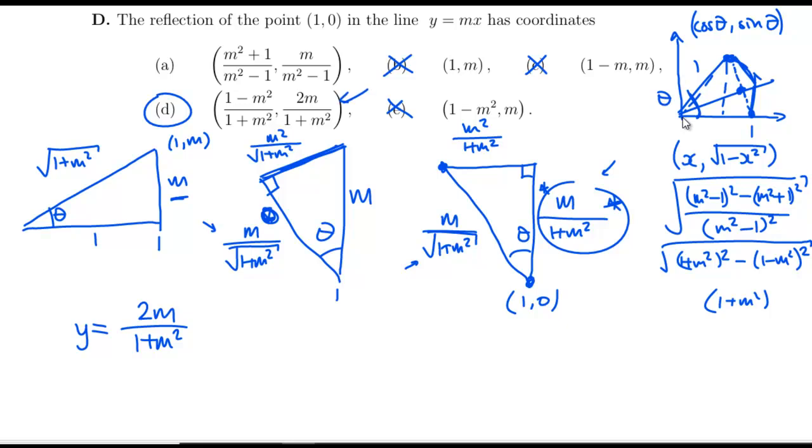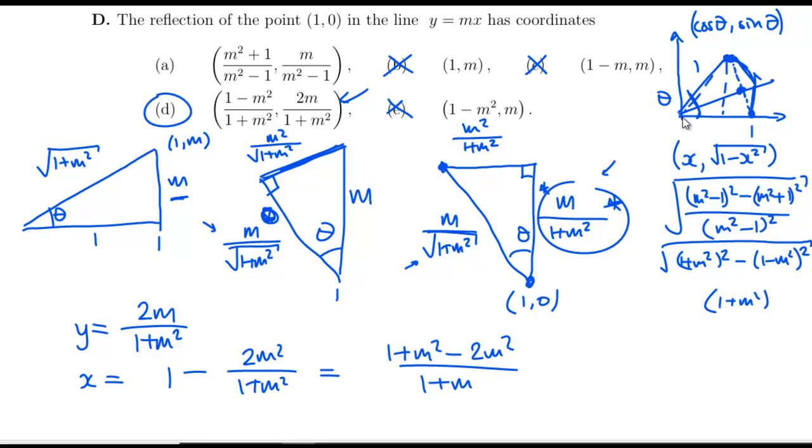The x coordinate is going to be equal to 1 minus 2 lots of m squared over 1 plus m squared. So that is 1 plus m squared minus 2m squared over 1 plus m squared, which is 1 minus m squared over 1 plus m squared, which is our x coordinate. So those similar triangles work a treat on this.